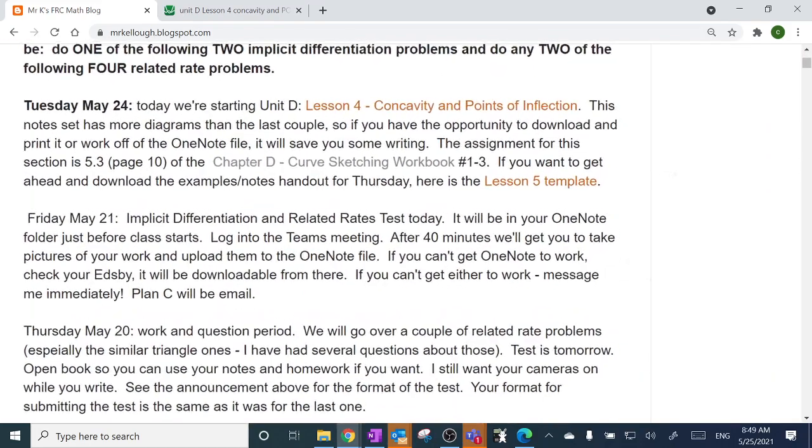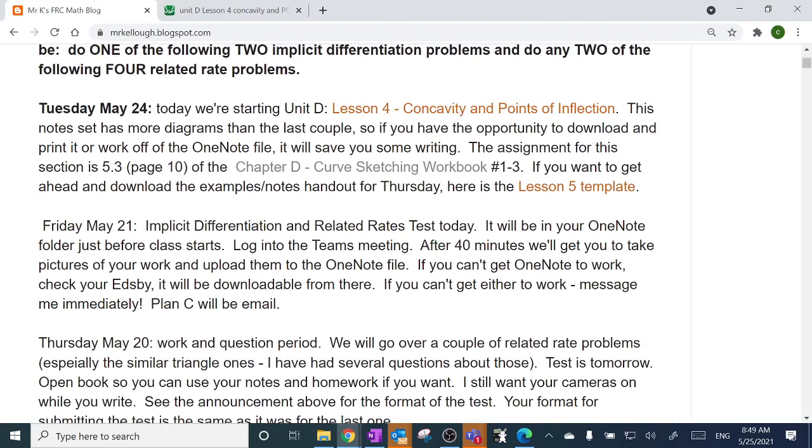If you're ready to start working on concavity and points of inflection, it's numbers 1 to 3 on 5.3. We're skipping around in the book a little bit. We're going to change the order that the book's in, so we jump to page 10. And if you're looking to print out for tomorrow, or I guess it'll be Thursday, because we're going to do some more of these examples tomorrow. So this will be Thursday's lesson.